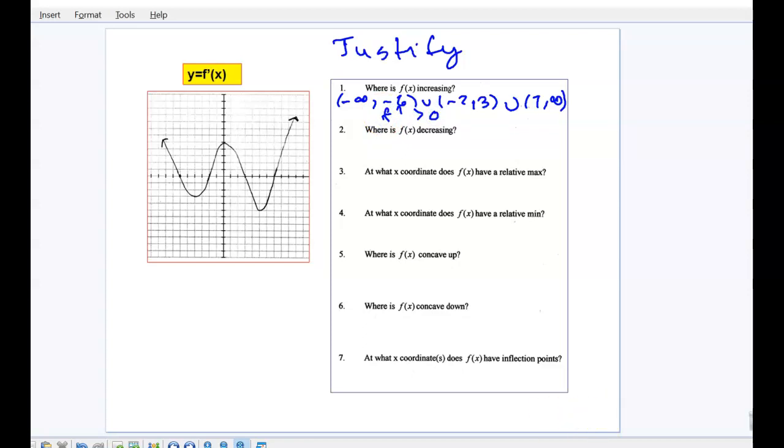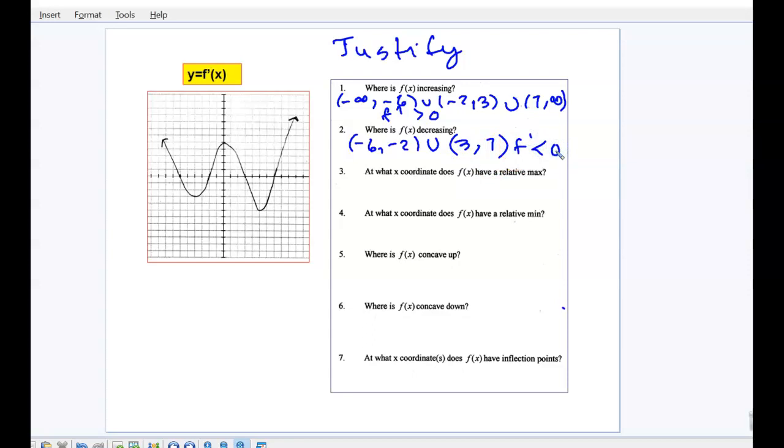Okay, where is the function decreasing? Well, that's going to be where f prime is below the x-axis. So from -6 to -2, and also from 3 to 7. And my justification: that is where f prime is less than 0.